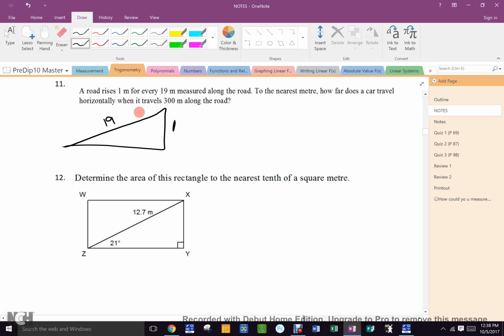Now, the next question is pretty easy. To the nearest meter, how far does a car travel horizontally when it travels 300 meters along the road? There are 2 ways to solve this problem. What are the 2 ways?